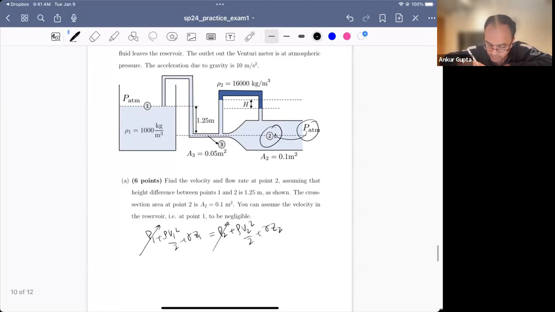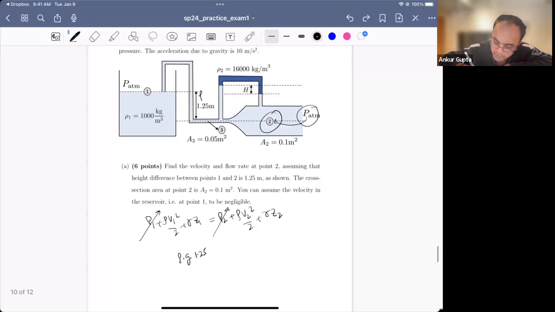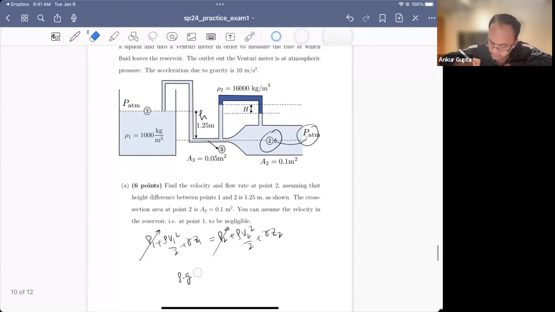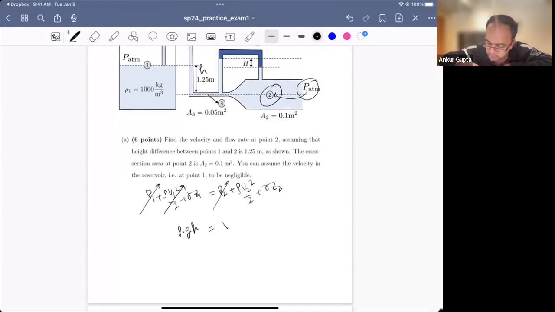We know gamma is rho times g, and the height is 1.25 meters. I'll just call this h, small h. I prefer to leave things in the variables rho, v, h. We can remove the pressure terms as well. So we get rho v2 square by 2, and rho gets cancelled out. So we get v2 equal to root 2gh. Okay, so that's the answer.